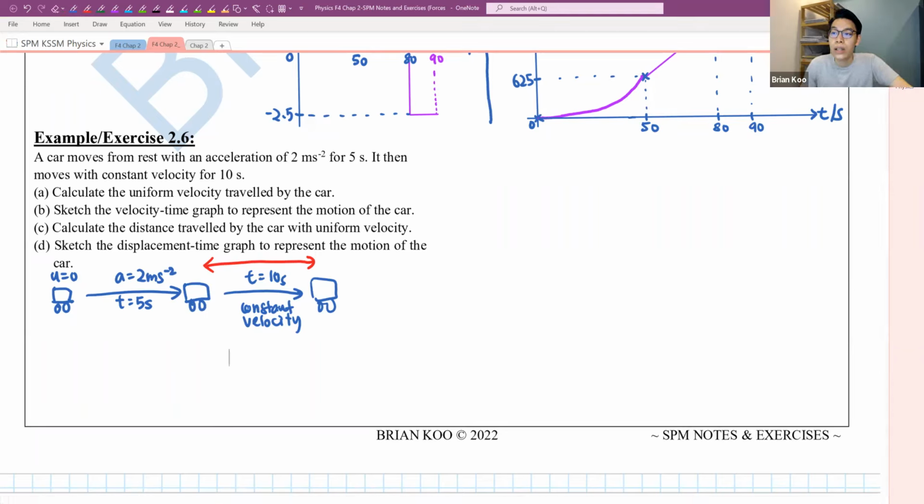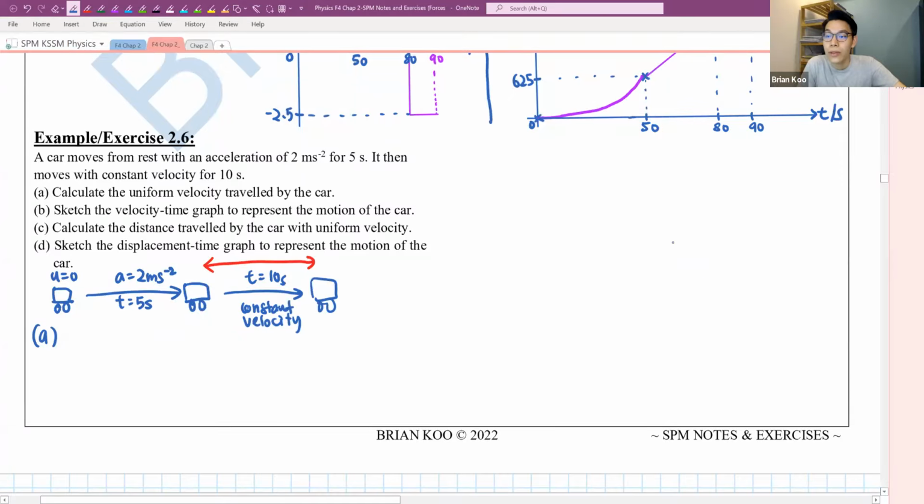Calculate the uniform velocity traveled by the car. That means we want to know the velocity of this red color part. Okay, we want to know what's the velocity of this red color part. I suggest you guys write the A down here if you can, because later we have some graph to draw. I think that will take up some space on the right side here.